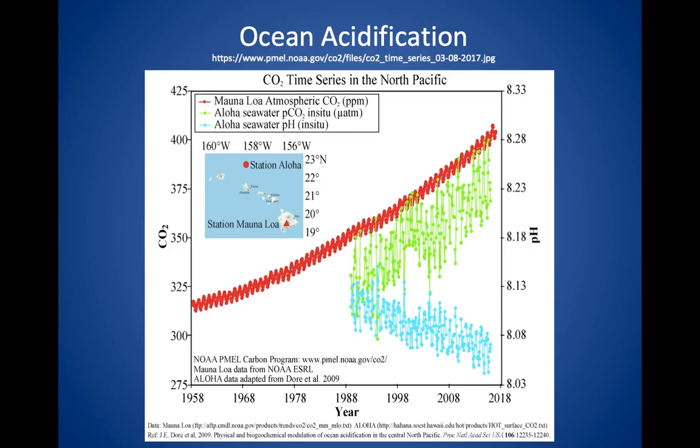And in places like Washington State, it's affecting the shellfish industry, where people growing shellfish actually send the eggs down to Hawaii, where the water is less acidic in general, and they let the young shellfish grow to a certain age, and then bring them back to Washington, where they can tolerate the more acidic water.